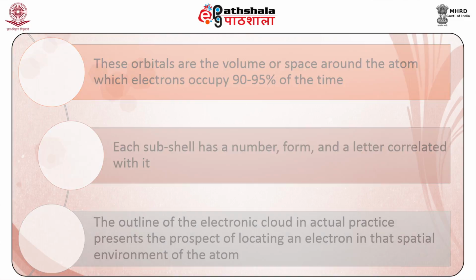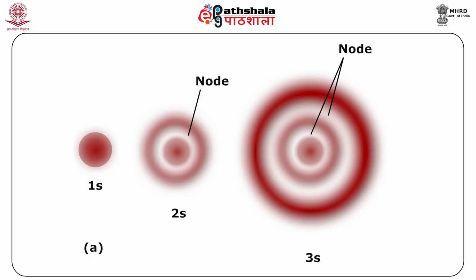In the case of an s orbital, the value of l is equal to 0, which represents the shape of a spherical shell. As the value of n increases, the principal energy shell increases, and the size of the spheres also becomes larger and larger, but the shape is still the same. This has been described in the figure.